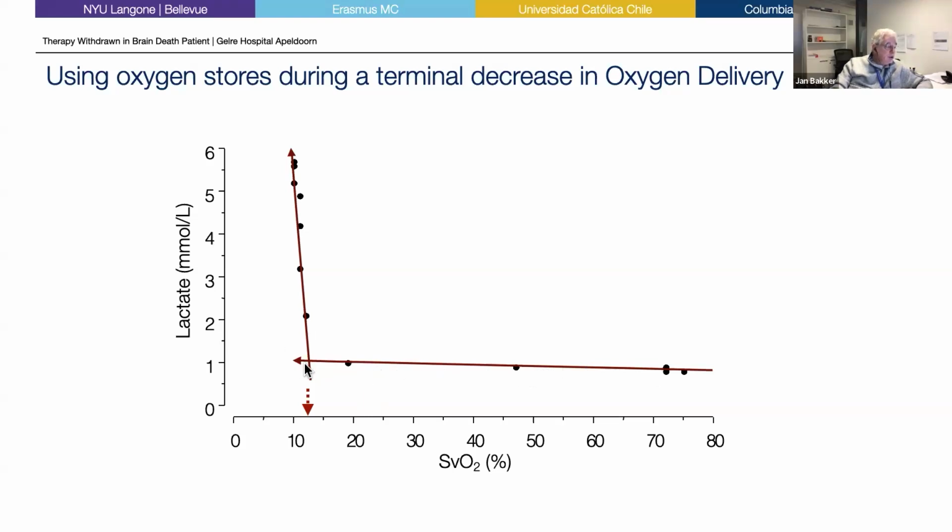Up until this critical point, and this is very low, this is about 15%. Up until this point of 15%, there is no change in lactate. And then at this critical point, lactate starts to accumulate very fast to very high levels. So basically reflecting how the human body uses the oxygen reserve before it starts to increase lactate.